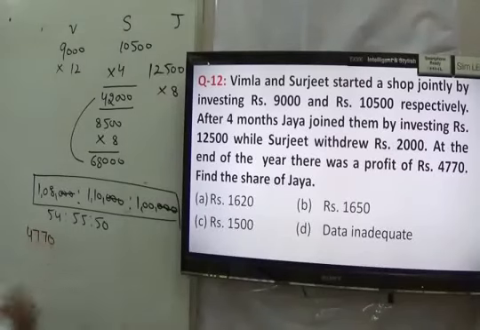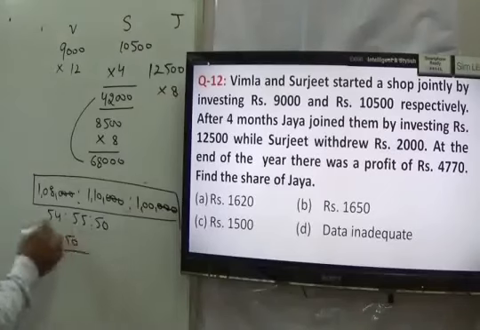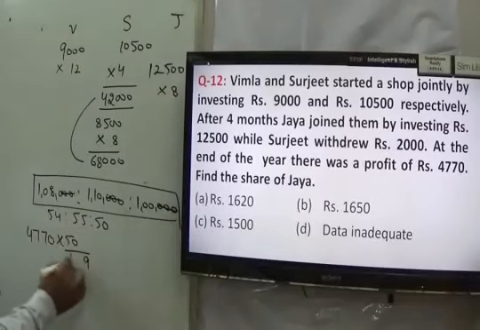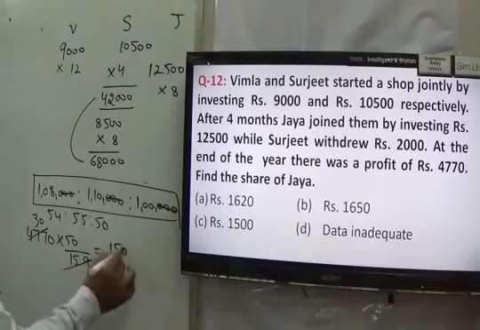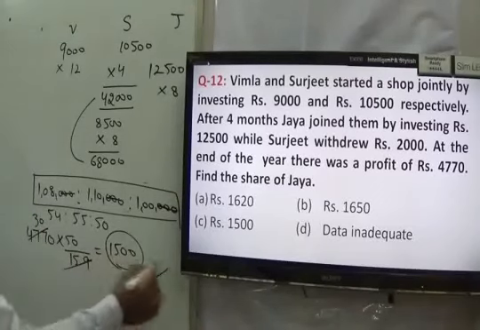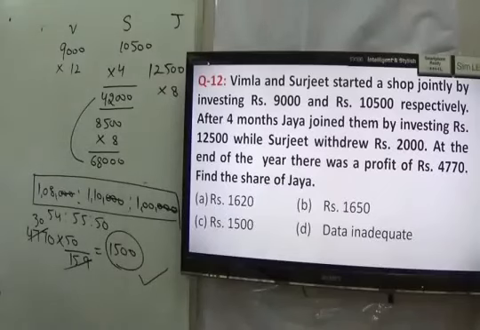4770 is my profit, and Jaya's share would be 50 upon the sum of all three, 54 + 55 + 50 = 159. Solving it, I can say the share of Jaya is rupees 1500. That becomes my answer. Pay attention again to what I have done.